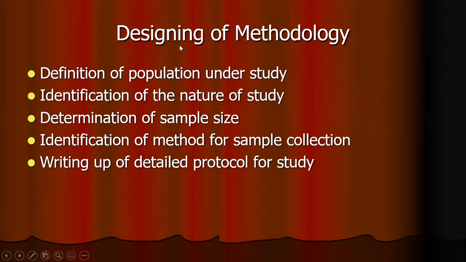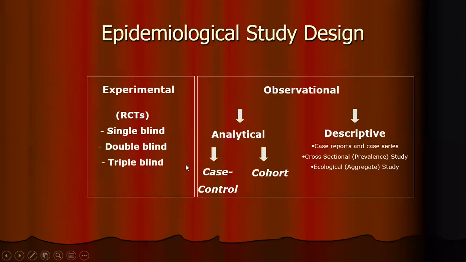Then, in the detailed methodology, the population under study is clearly defined. Then the nature of the study is written. Sample size is determined, which should be adequate and unbiased. And identification of the method for sample collection is the next step, followed by writing up a detailed protocol for the study.